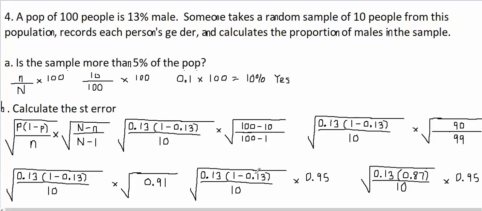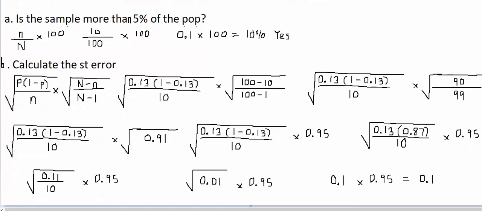So for now I'm going to do 1 minus 0.13, which is 0.87 right here. Then what I'm going to do is 0.13 times 0.87, which is 0.11 rounded. Then I divide by 10. 0.11 divided by 10 is 0.01 rounded. Now I take the square root of 0.01 and I get 0.1. And 0.1 times 0.95 equals 0.1 rounded to two places. Or you could say 0.10.